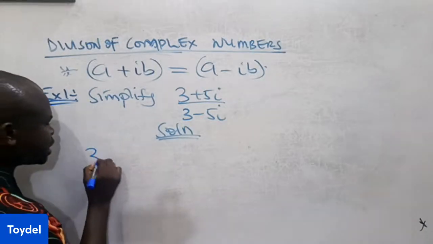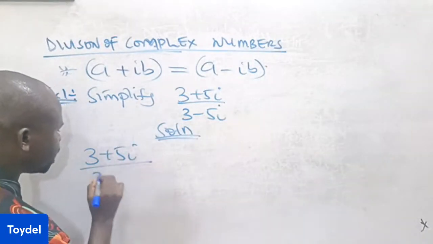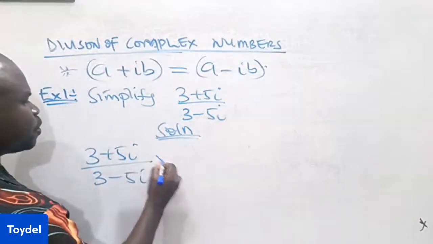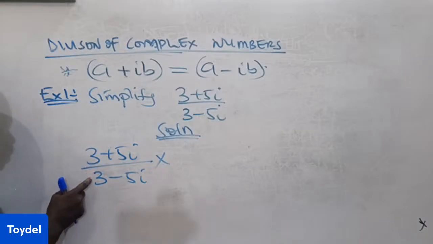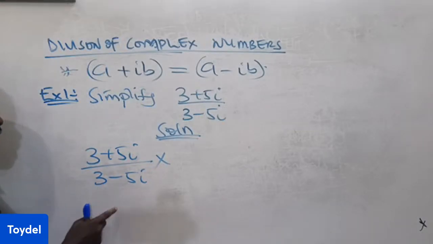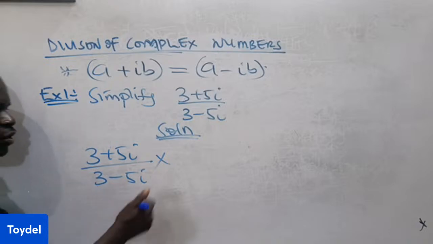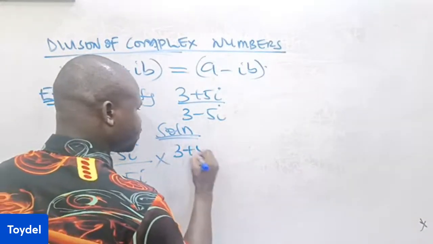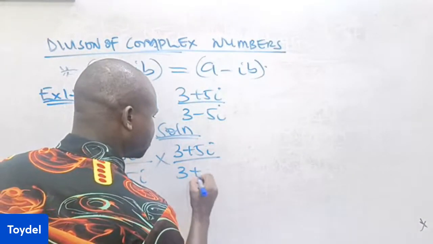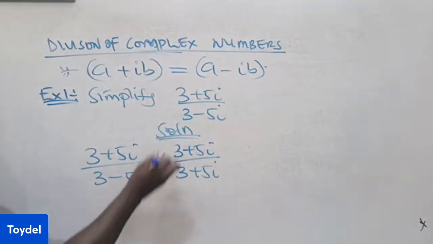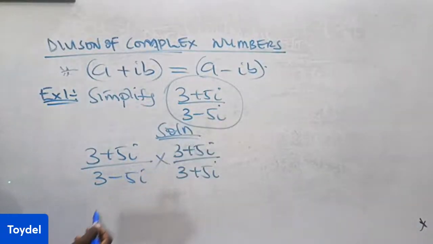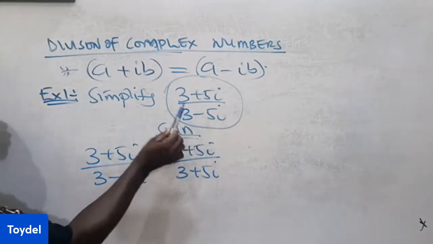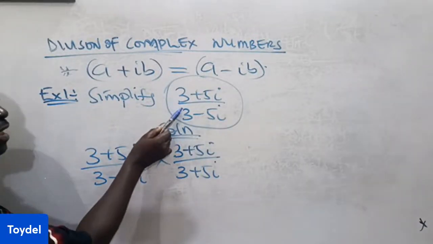That is, this is 3 plus 5i all over 3 minus 5i. How do we simplify this? We are going to multiply both the numerator and the denominator by the conjugate of this denominator. This denominator is 3 minus 5i. Its conjugate will be 3 plus 5i. So we say this is the same thing as 3 plus 5i all over 3 plus 5i. So if you are given any fractional complex number and asked to simplify, we multiply both the numerator and the denominator by the conjugate of the denominator.